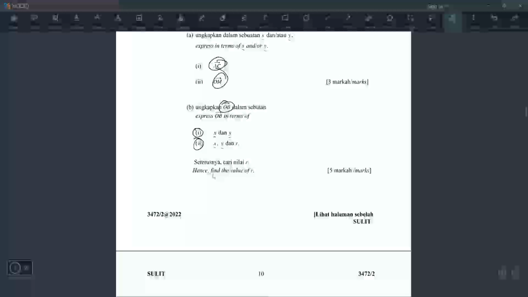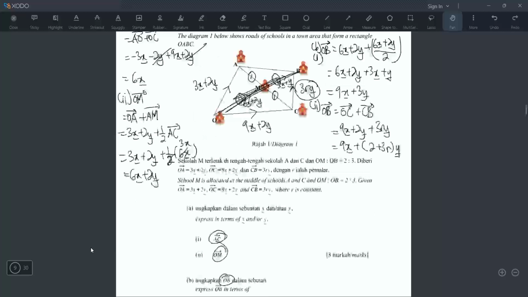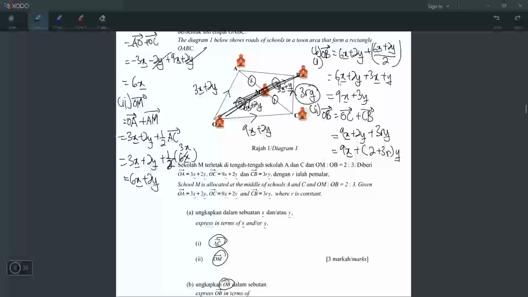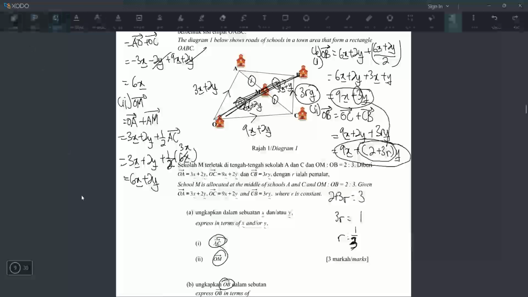Okay, what's next? Hence find the value of R. Okay, very easy. If you want to find value of R, you just take this one equals to this one, because these are both vector OB. So if they are both vector OB means this vector and this vector is same. It means they will have the same vector. That's why you see 9x, you can compare. And then the coefficient of y here is 3. The coefficient of y here is 2 plus 3r. So you can connect them together. So you can just write 2 plus 3r equals to 3. And you can find r. 3 minus 2 is 1. R is 1 over 3 like this. So the r value is 1 over 3. Okay?